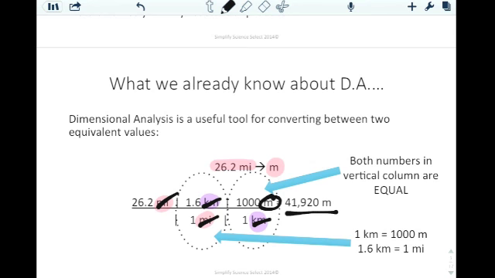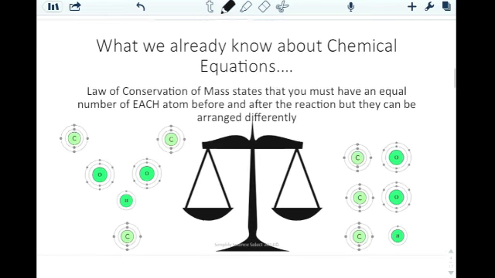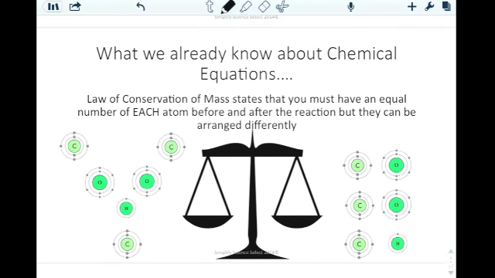So that's dimensional analysis. Now, what do we already know about chemical equations? We talked about this a lot in the last unit. It's the law of conservation of mass. The law of conservation of mass states that you must have an equal number of each atom before and after the reaction, but they can be arranged differently. So we have to have the same number of atoms, but we can rearrange them. In a chemical reaction, that's what it does. It rearranges everything so we can get something a little different.